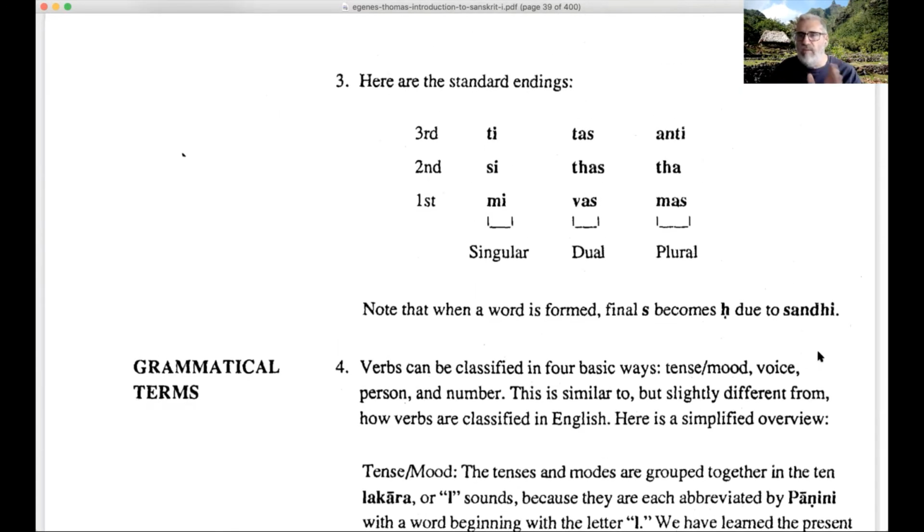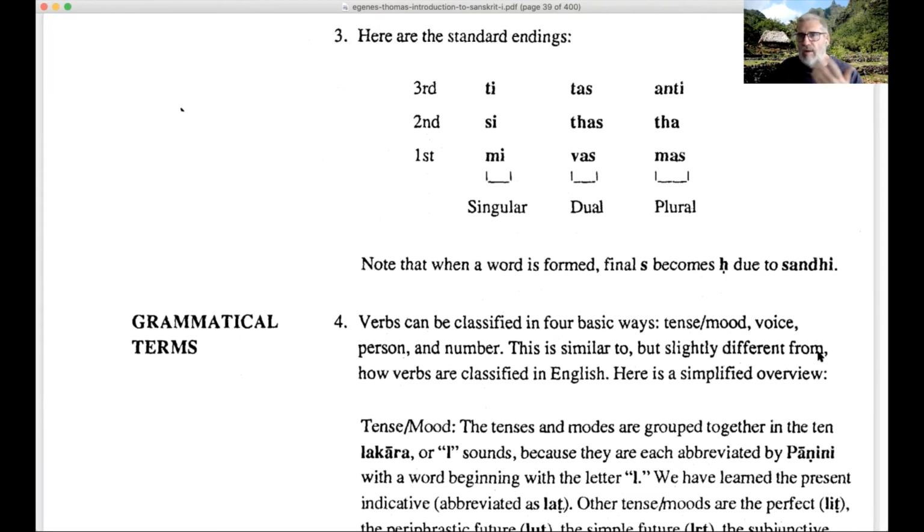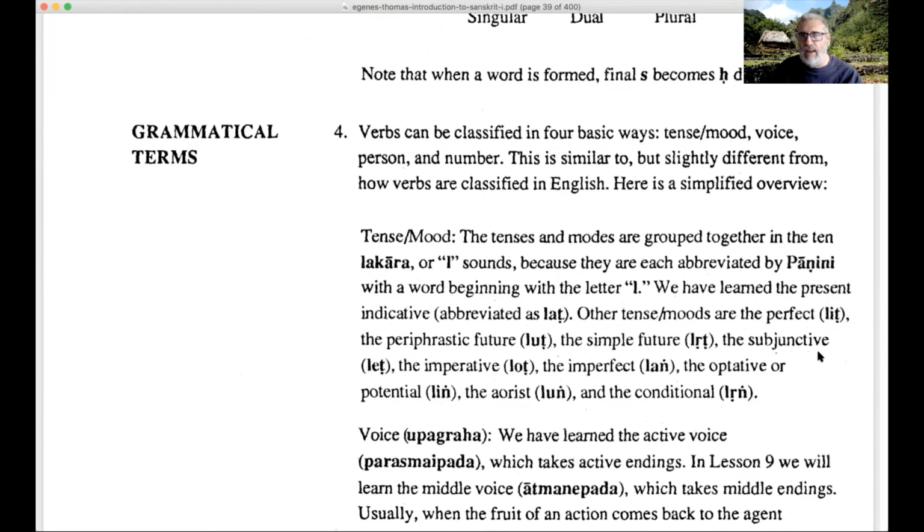Right? In English, we don't really have dual. We use the word "both" for that, right? We both went. They both went. So we use an extra word. They don't need an extra word. They just use the dual. Okay, so singular, dual, and plural, in number, right?